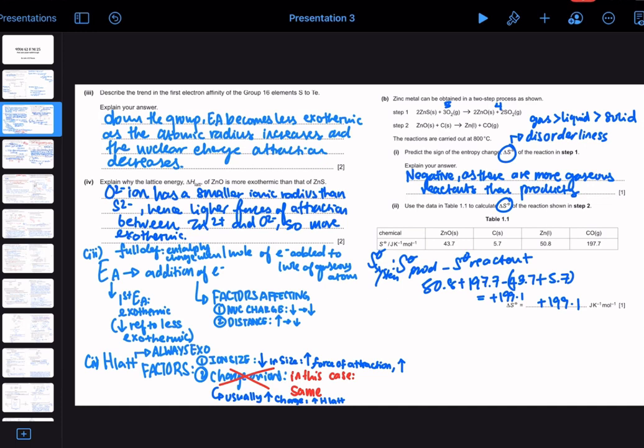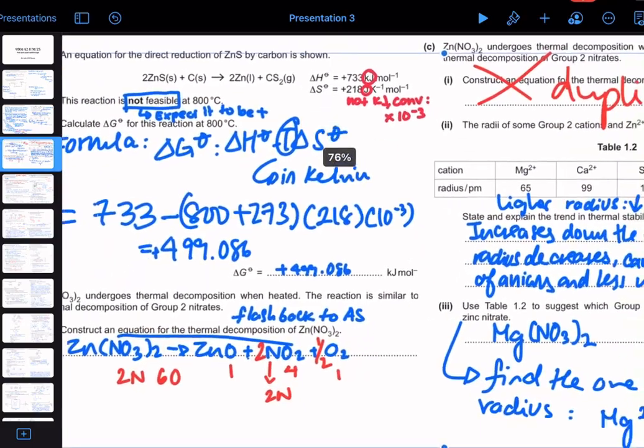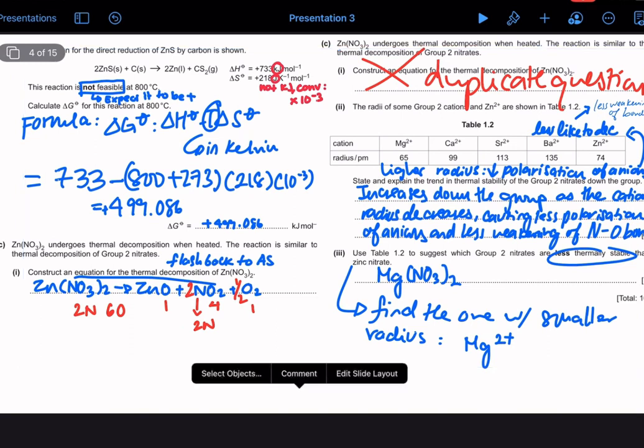Next question. An equation for the direct reduction of zinc sulfide by carbon is shown. The reaction is not feasible at 800 degrees Celsius, so you expect the Gibbs free energy to be positive. By the way, make sure to always read the question properly. In this case, they're trying to trick us as they are using kilojoule for one of them, which is your enthalpy change, and using only joule, not kilojoule, for your entropy.